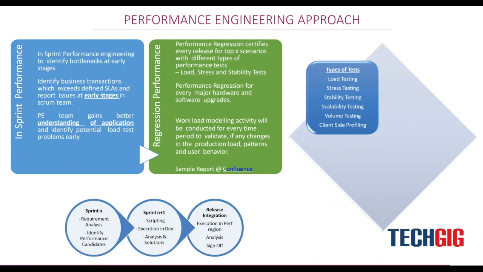There are various types of tests in performance, like load test, stress test, stability, scalability, volume, and client side profiling. These tests are decided based on the objective. Let's talk about each one, starting with load testing. The objective of the test is to identify the bottleneck before the application goes live. During this testing, the ability of the system and the application performance will be identified under anticipated load, which is most important. You want to identify what the anticipated load is. Once you are clear, then do this testing.